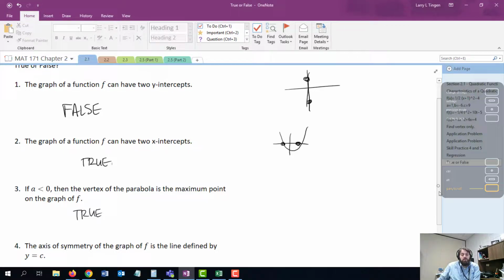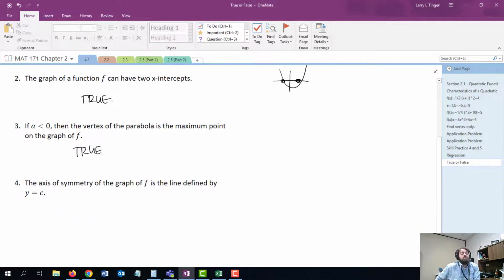And then number 4, the axis of symmetry of the graph of f is the line defined by y equals c. All right. That is one to think about. Where does c come from? C is the constant from my quadratic equation. Let's see if this was true.